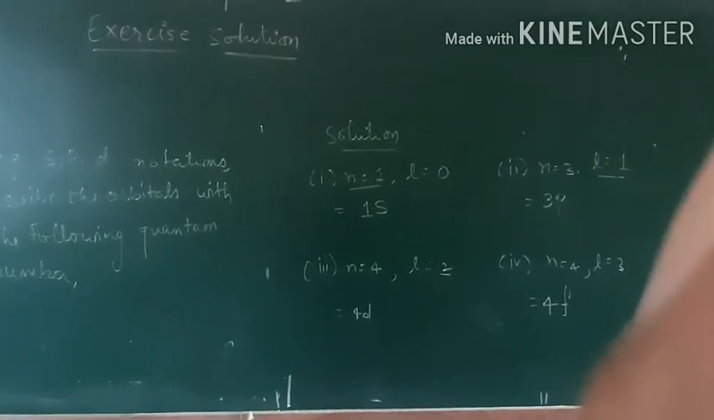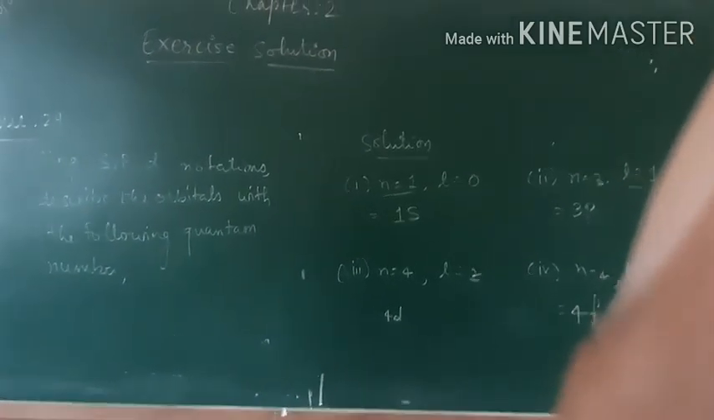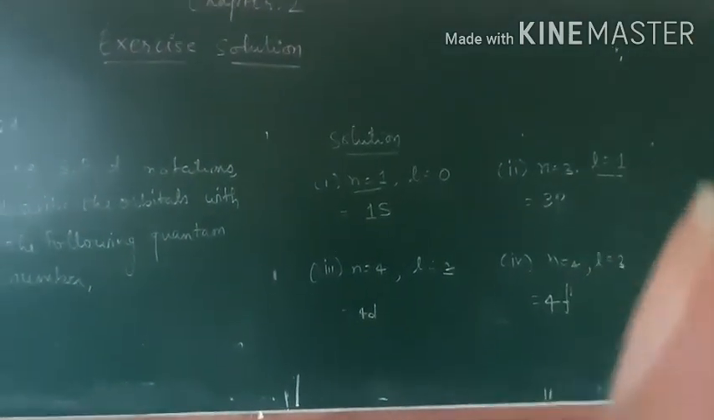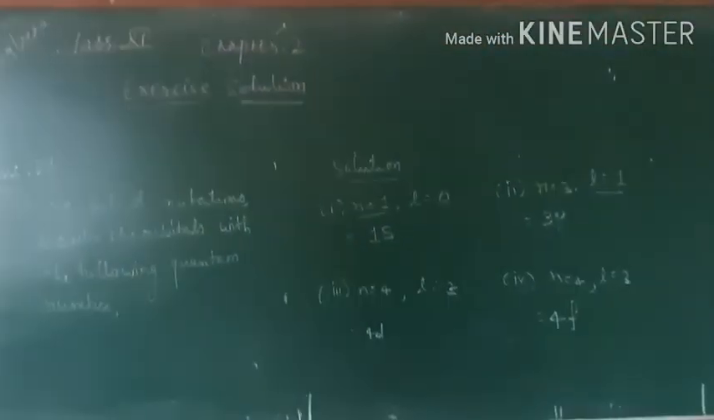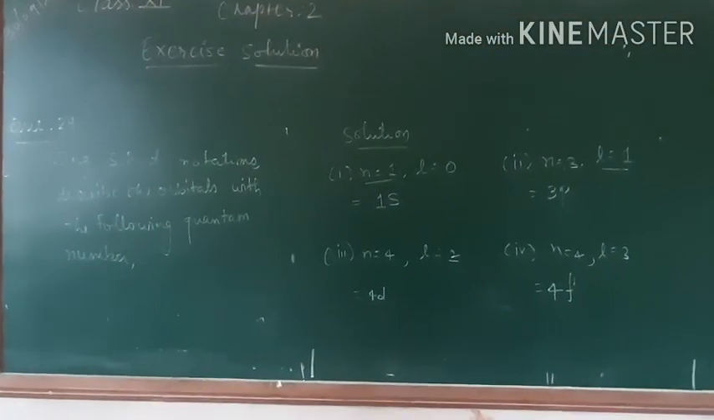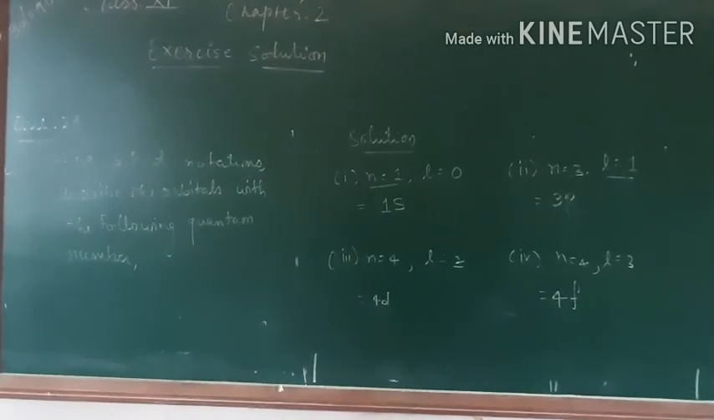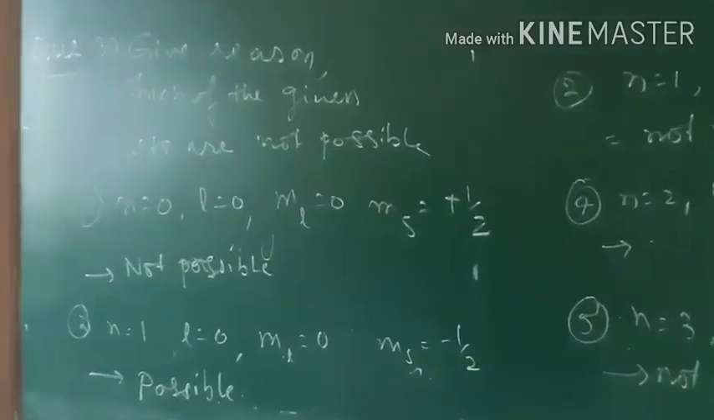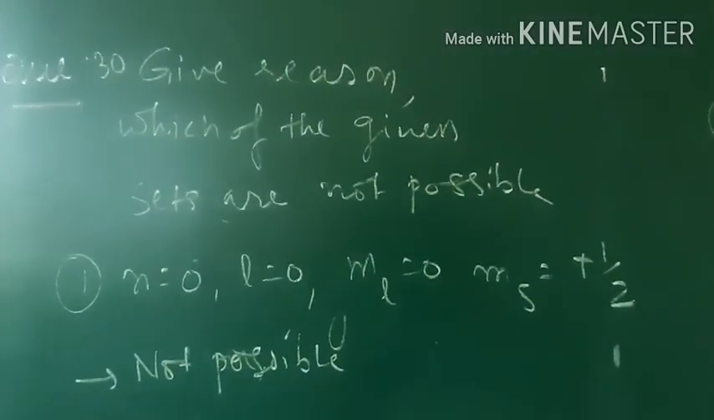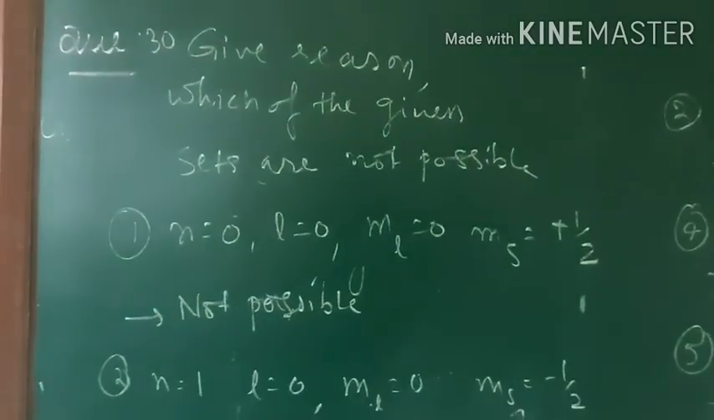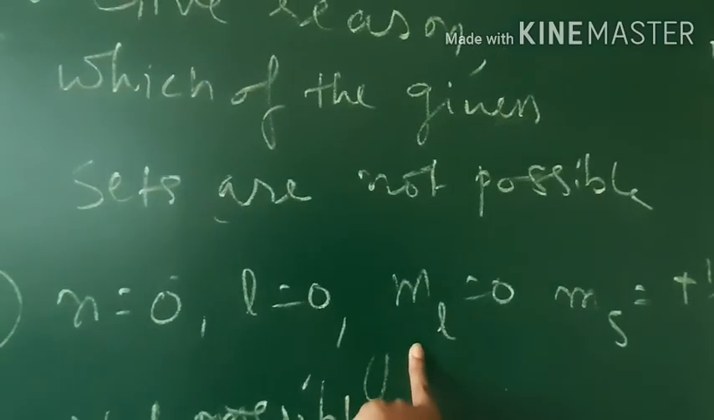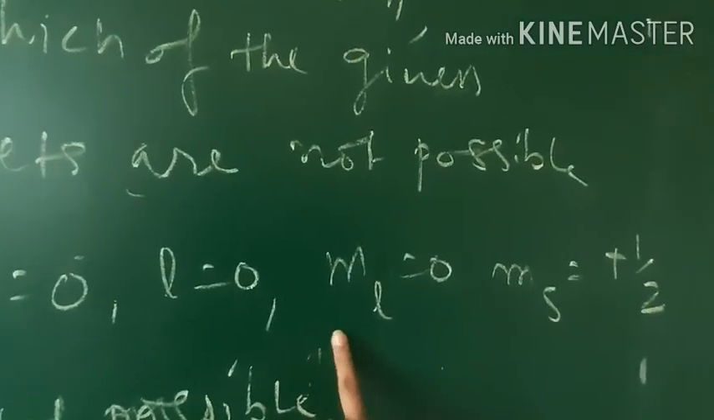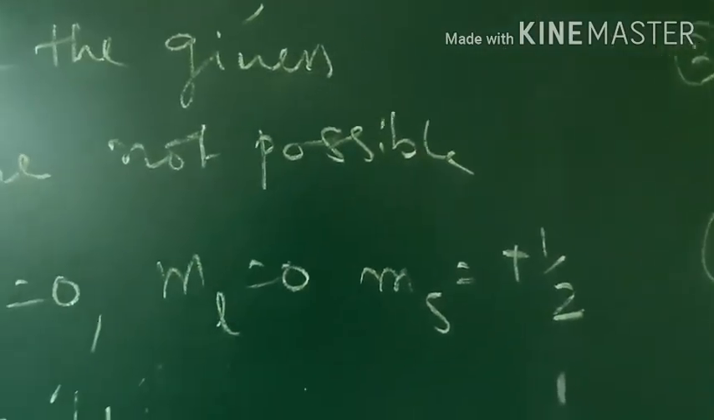Kindly copy it down, it has already been asked in the assessment part, so you have an idea of how to do that. So this is the very next question, question number 29. Here we have to find out which particular set is possible by the value of principal quantum number n, azimuthal quantum number l, then ml, that is the magnetic quantum number, and spin quantum number.